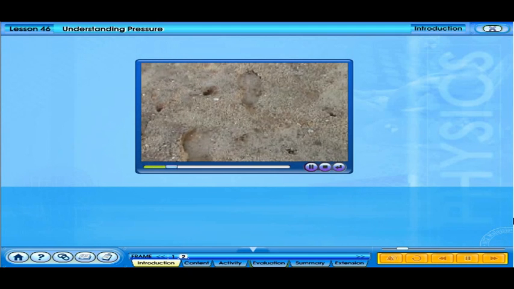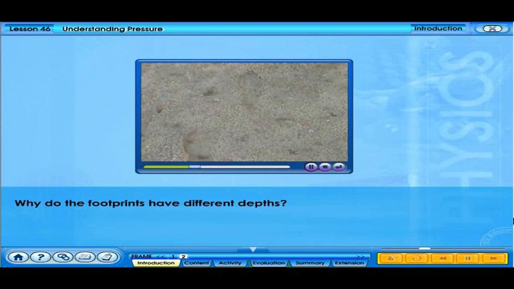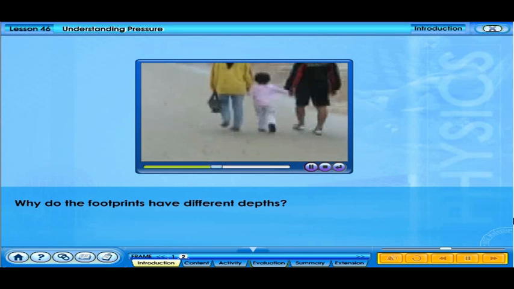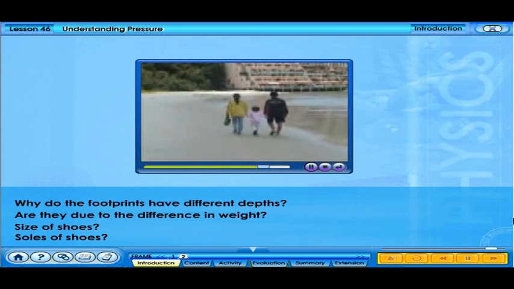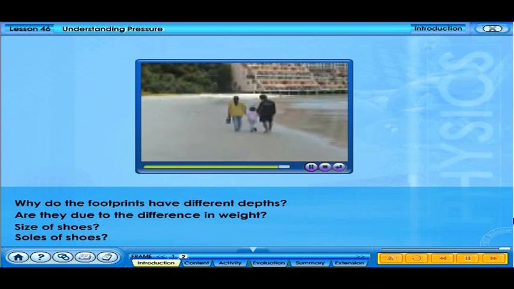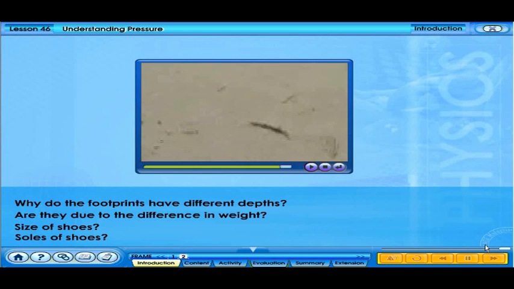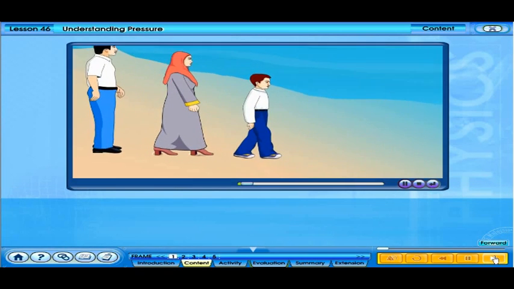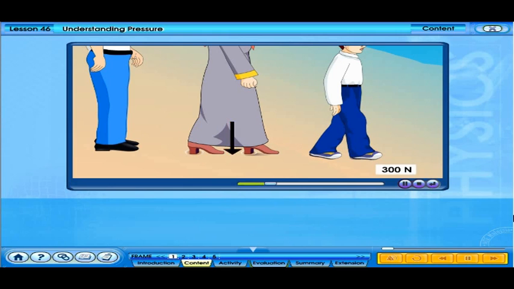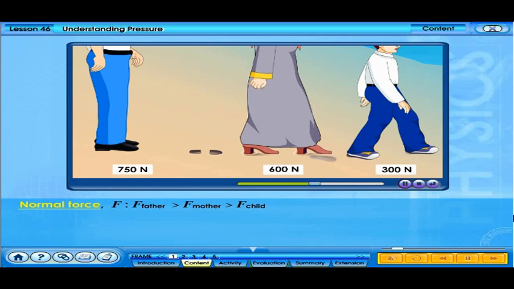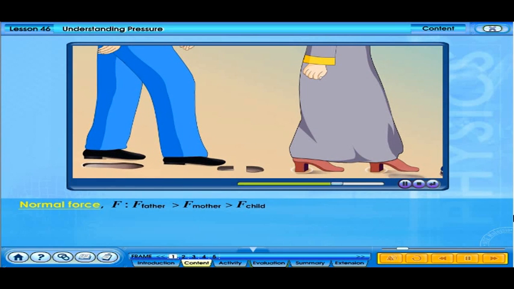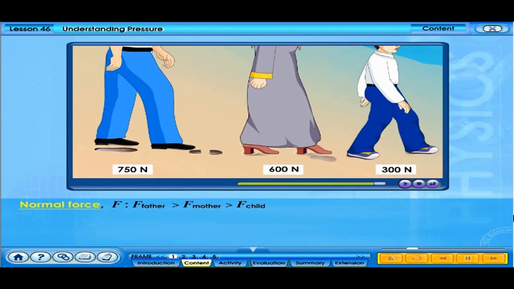Observe the footprints closely. Why do the footprints have different depths? Are they due to the difference in weight, size of shoes, soles of shoes? The force acting on the ground is due to the weight that acts normally on the surface. In this case, the normal force of the father is the greatest. Hence, normal force F does not necessarily affect the depth of the shoe's sink.